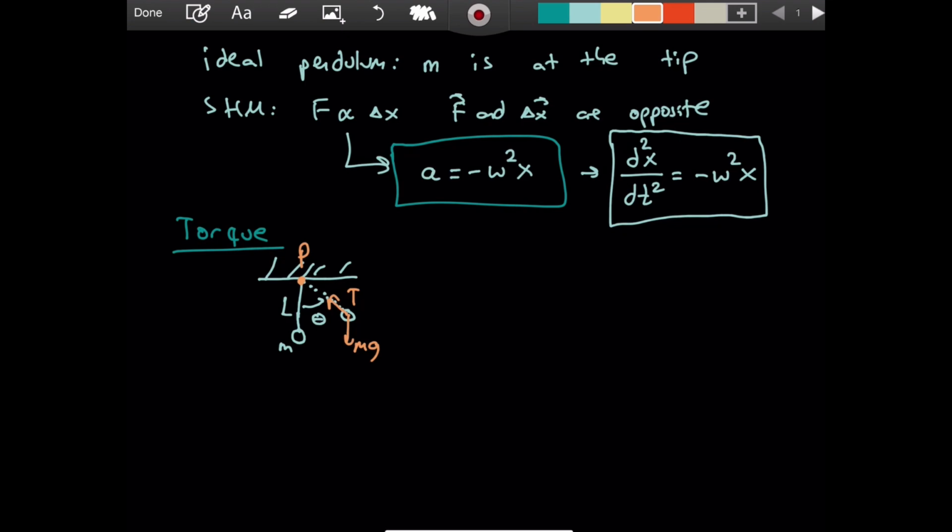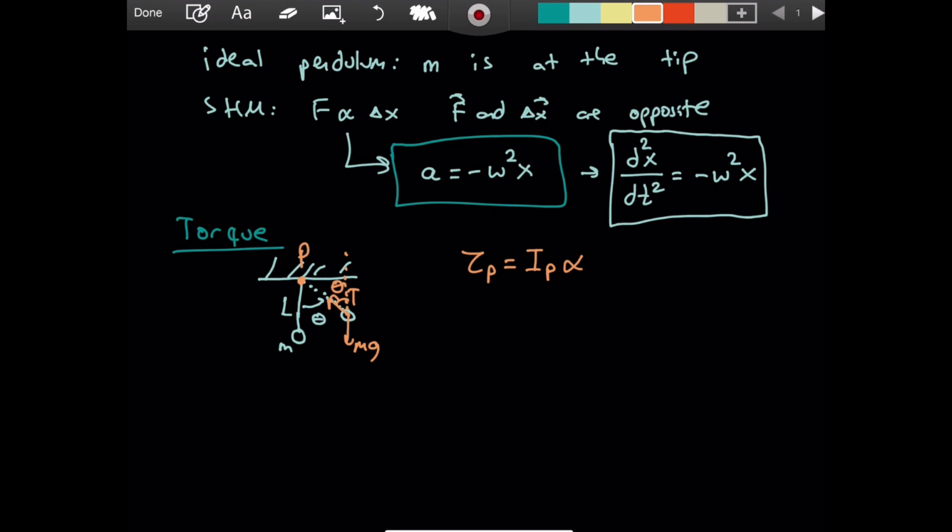The mg, on the other hand, will create a torque relative to point P. And if I extend this dashed line, I can see from this Z shape that this angle is theta. And I know that the torque relative to P will be, well, it will be the moment of inertia relative to P times alpha, the angular acceleration, relative to P, you could say.